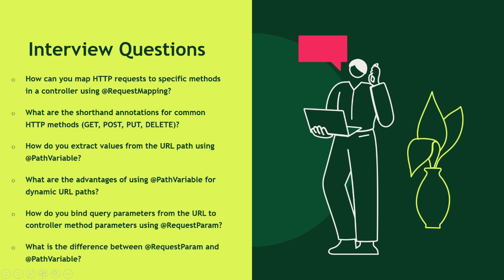How do you bind a query from the URL to a controller method using @RequestParam? After the question mark, we will have certain parameters, and they will be directly mapped using @RequestParam. What is the difference between @RequestParam and @PathVariable? They are used in different contexts. When you are trying to map a value from the URL path, we use @PathVariable, and for the query parameters after the question mark, we can use @RequestParam.